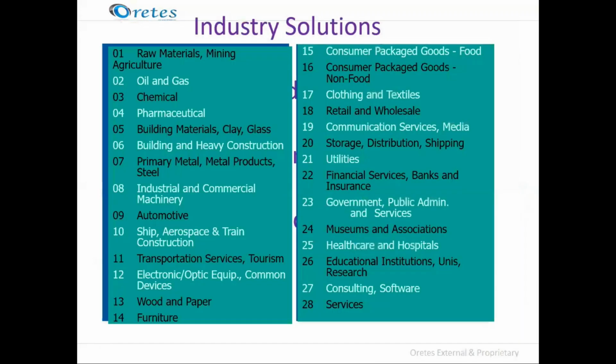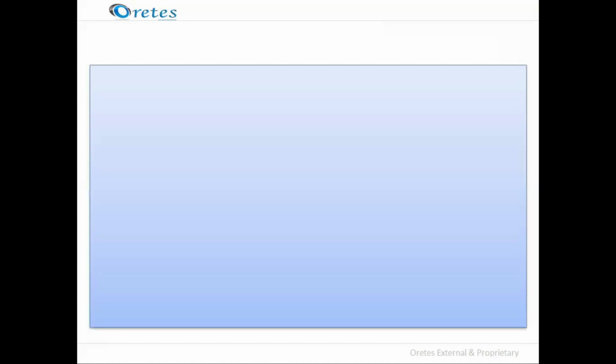If you see what industry solutions it provides, it provides solutions for mining, agriculture, oil and gas, chemical, pharmaceutical, building like infrastructure, heavy construction, industrial, commercial machinery. So everywhere ERP is there. Almost 28 types of business solutions are provided, including education, research, even museum and association, government public administrators. So all these 28 areas are there.